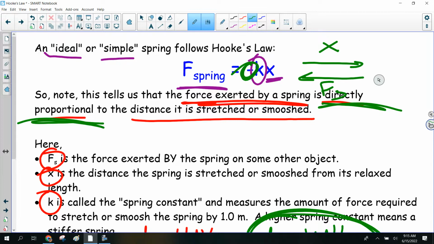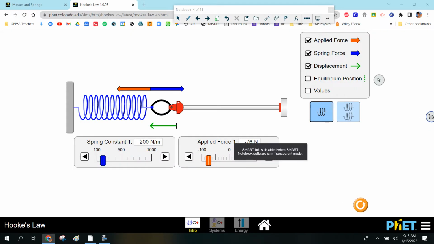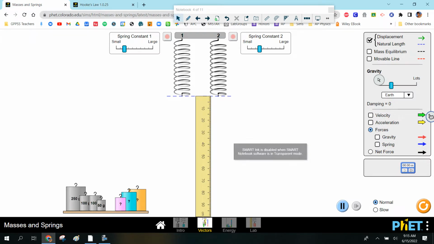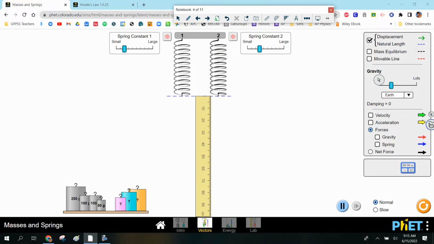So why don't we do a quick example? All right? So a really common way to stretch a spring is just by simply hanging a mass from it. So here we've got exactly that scenario. I'm just going to use the spring here on the left. And you can see there's this dotted line that represents x equals 0. Okay?